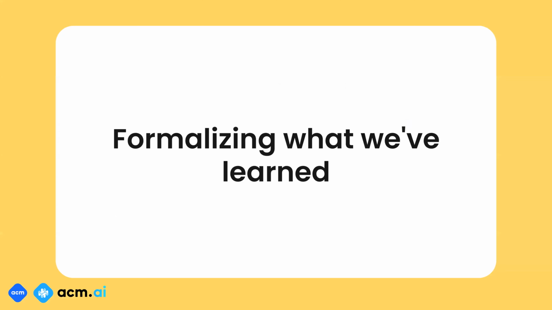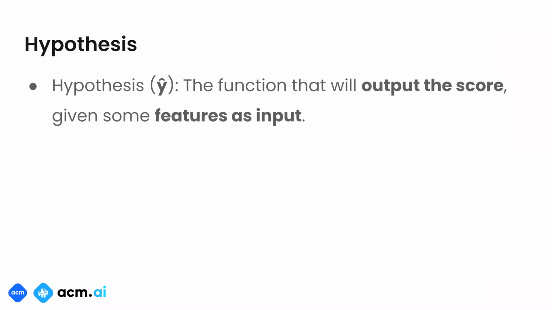Okay, we're good. Great. So let's formalize what we've learned. First thing we're going to do is define something called a hypothesis. Now, I think everyone knows what a hypothesis means in a general sense. It's a guess, right? It's like saying, this is what I think something looks like. So we're going to call that y hat. That's our hypothesis. And essentially, it boils down to a function that will output the score given our features as an input. So let me repeat that.